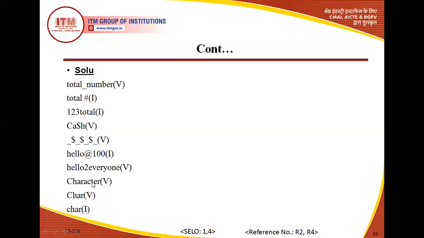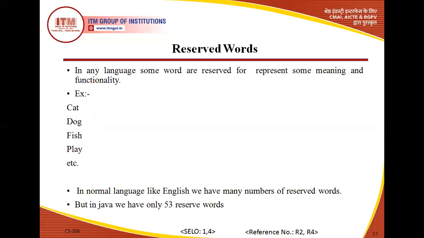Next one is Character. This is valid because Character behaves like any other variable name. Clear? This char is also valid, and this Char is not valid because Java is case sensitive. Therefore this is not valid.